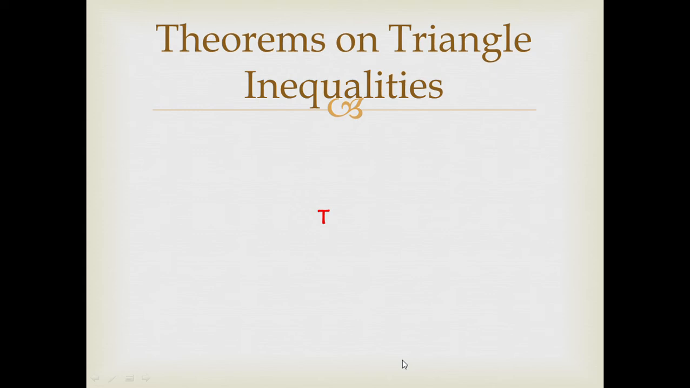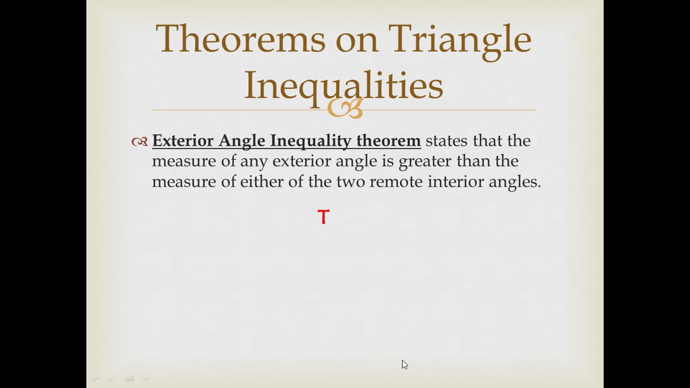Now, let's proceed with the theorems on triangle inequality, such as let's start with the exterior angle inequality theorem, which states that the measure of any exterior angle is greater than the measure of either of the two remote interior angles.